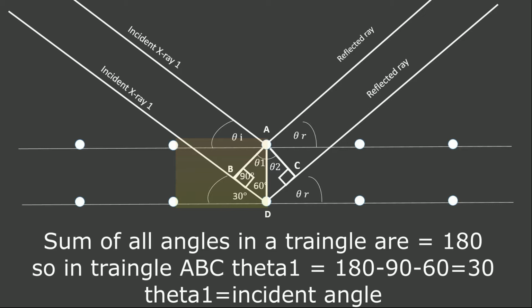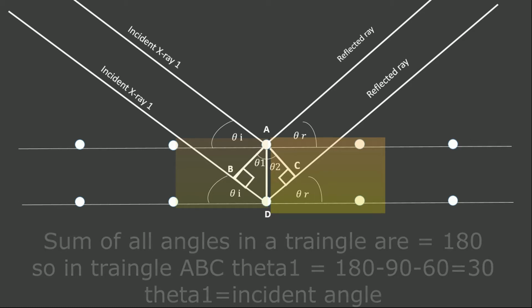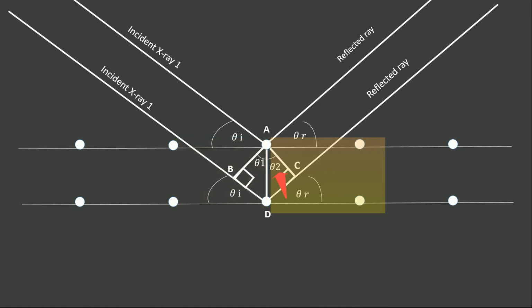We know that all the angles in a triangle are equal to 180 degrees. So this angle theta 1 will be equal to 180 minus 150, which is equal to 30 degrees. So this incident angle is equal to theta 1. Similarly, in this second triangle, this angle is equal to this one. Now from this geometry we will derive Bragg's law.